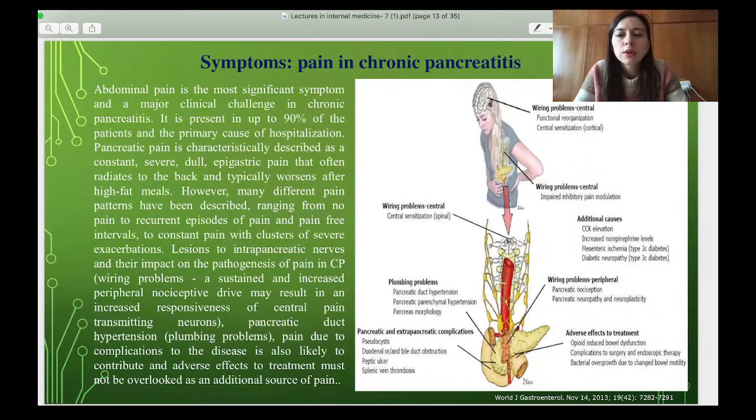Lesions of intrapancreatic nerves have an impact on the pathogenesis of pain in pancreatitis. Pancreatic duct hypertension, and pain due to complications of the disease, are also likely to contribute. Adverse effects of treatment must not be overlooked as an additional cause of pain.